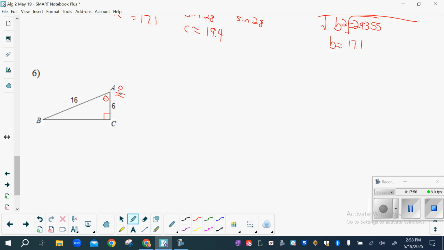What are 16 and 6 in relationship to theta? What is 6? Opposite, adjacent, or hypotenuse? Adjacent. And what about 16? Hypotenuse. So which trig function would that be? Cosine. So the cosine of theta is the adjacent over the hypotenuse.